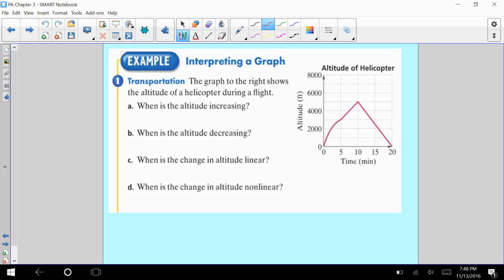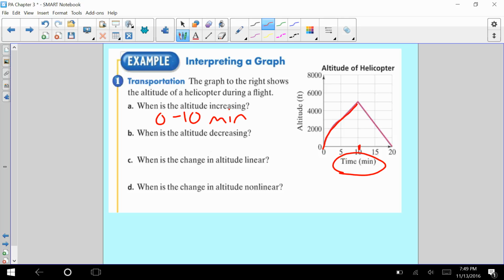So the graph shows the altitude of a helicopter during a flight. When is the altitude increasing? So increasing is when it's going up. We always answer these questions based on our bottom axis, which is usually time. So it's increasing this whole area right there from 0 to 10 minutes. So we'll say 0 to 10 minutes.